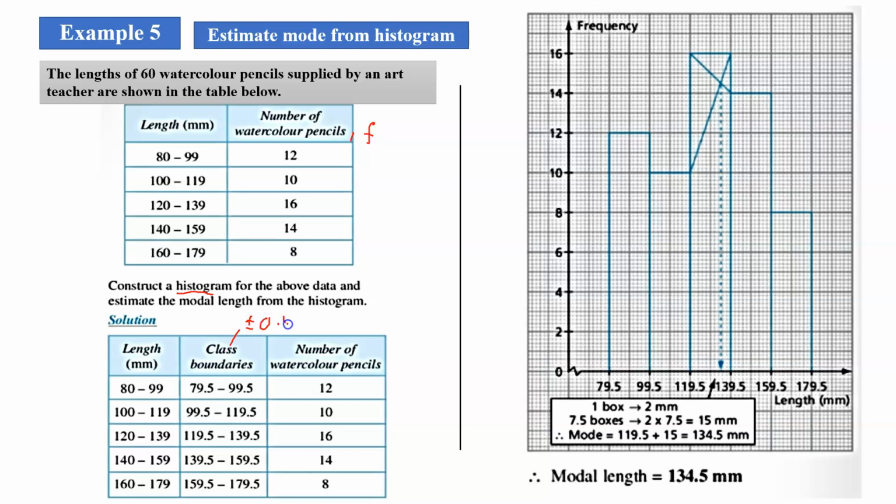That is boundaries. Boundaries ni senang saja untuk cari. Tambah atau tolak 0.5. Okay, from here you have 80. So the lower boundary will be 79.5. The upper boundary will be 99.5. Kalau yang bawah kita tolak, yang atas kita tambahkan dengan 0.5. Sama juga this one. You have 140. The lower boundary will be 139.5. The upper boundary will be 159.5. So why do I need the class boundaries?